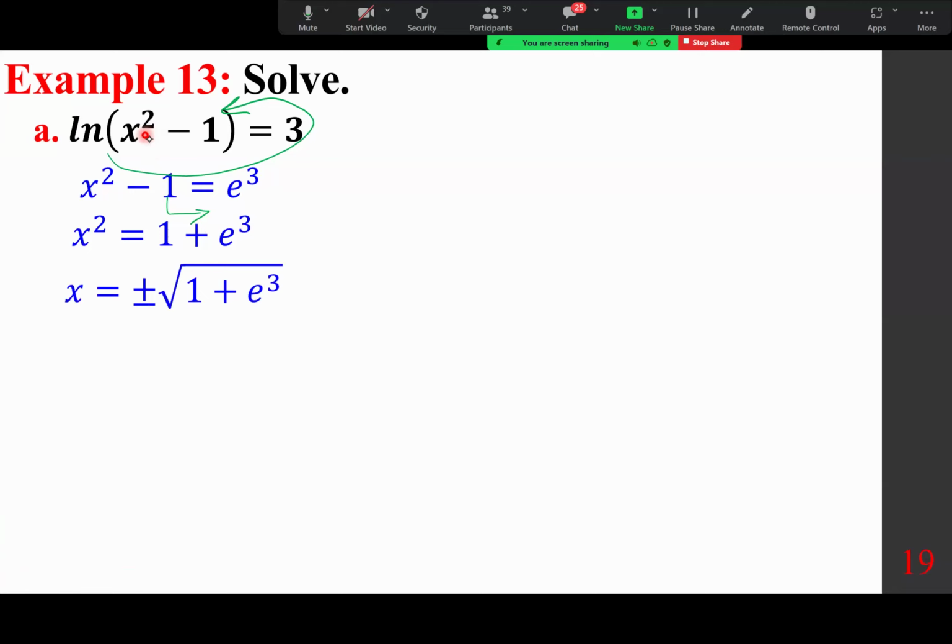ln of (2x plus 1) equals 2 minus ln x. Anytime you have logarithmic equations, if they are all logs, just combine each side into a single log. If they are not, bring all the logs together. So this must move to the left. Combine these two into a single log. And now go by the definition.